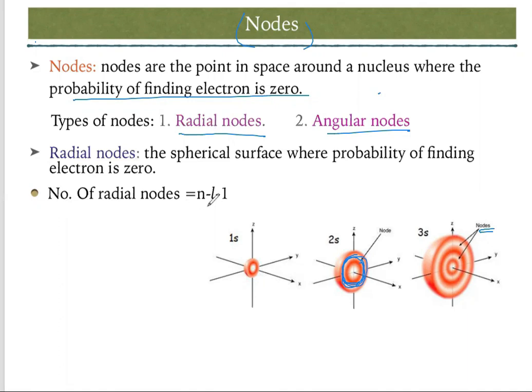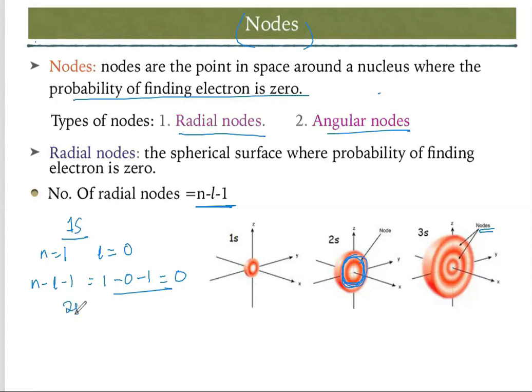How can you find the radial nodes? The number of radial nodes can be calculated as n minus l minus 1. We'll go through one example. Okay. So for 1s, what is the value of n? That is 1. l is equal to 0. If we do n minus l minus 1, how much value do we get? That is 1 minus 0 minus 1, that is 0. So in 1s, we won't find any radial nodes.